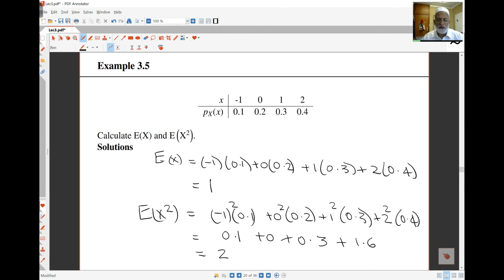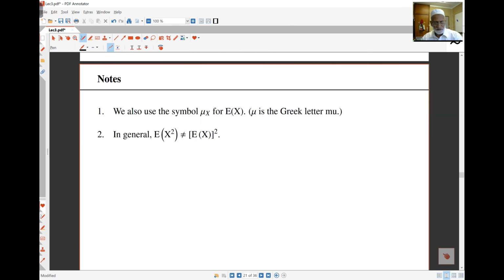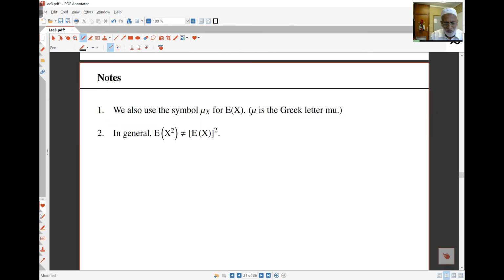Usually we are only interested in working out E of x or E of x squared. As I said earlier, we also use the Greek letter mu for the mean. In general, E of x squared is not the same as E of x, whole squared. So if I square before I take the mean, it's not the same as taking the mean and then squaring afterwards.